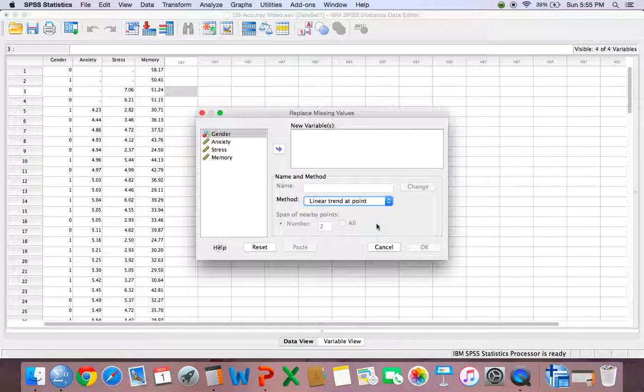Now I know that not all of my variables have missing data, but I'm going to go ahead and highlight everything because the places that are missing are the values that are going to be filled in. So even though I am highlighting gender, there are no places that SPSS can fill in. So it is fine to highlight.